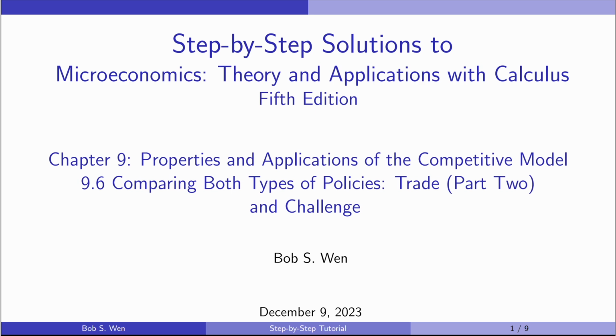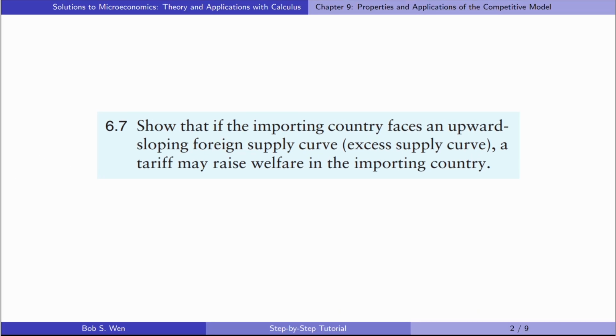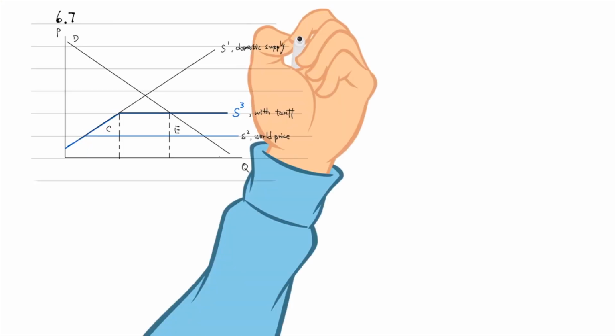Let's answer exercise 6.7. Show that if the importing country faces an upward sloping foreign supply curve, a tariff may raise welfare in the importing country. We review the free trade case where the world supply is horizontal. The tariff causes a deadweight loss of the area of C plus E in this case.